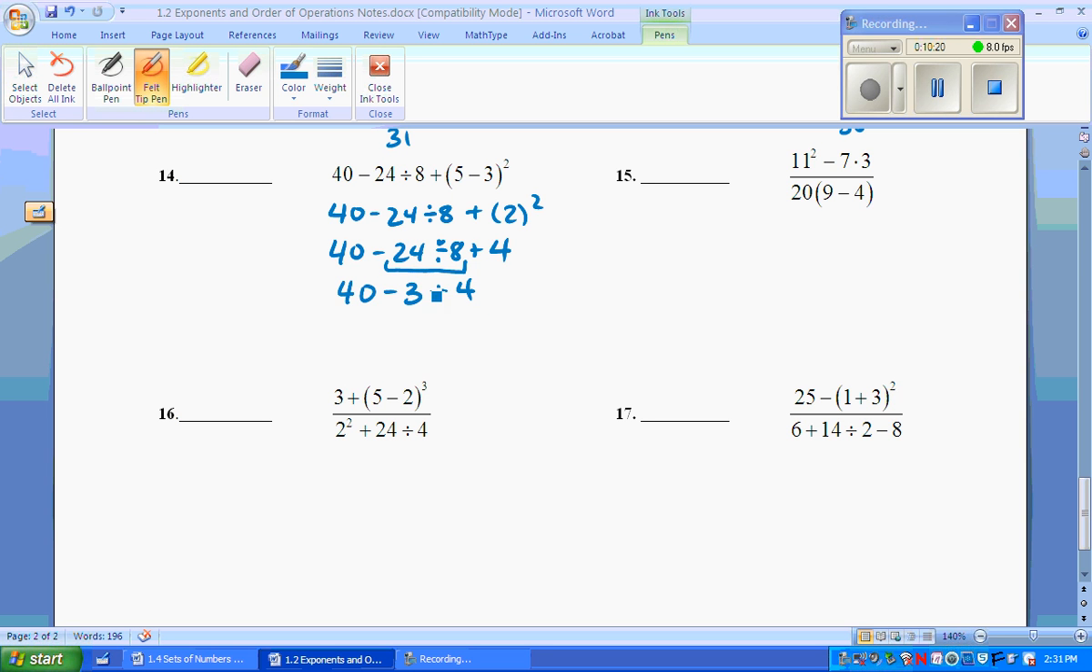Now working from left to right, I don't want to see you add these two together. I want to see 40 minus 3, which is 37, and then add 4 to that, giving you the grand total of 41.